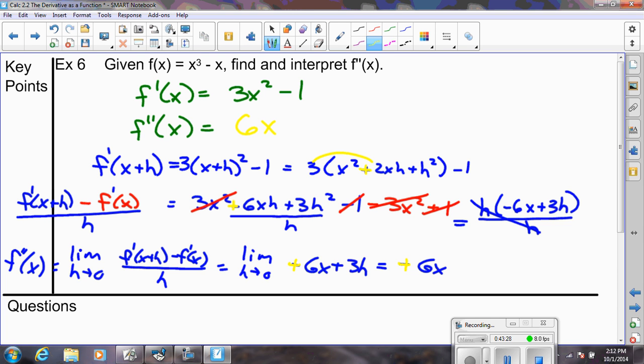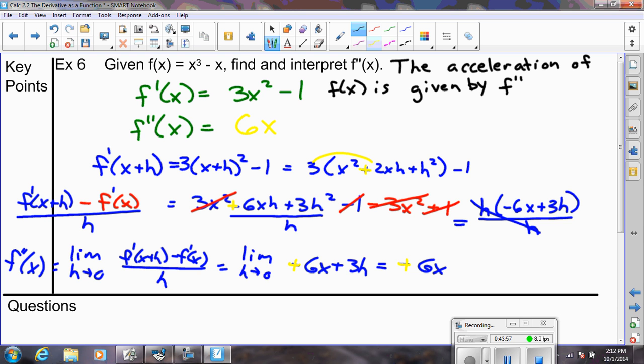Okay, so this is a piece that tells us the second derivative. We still need to interpret it. So we can say the acceleration of f of x is given by f double prime of x equals 6x.